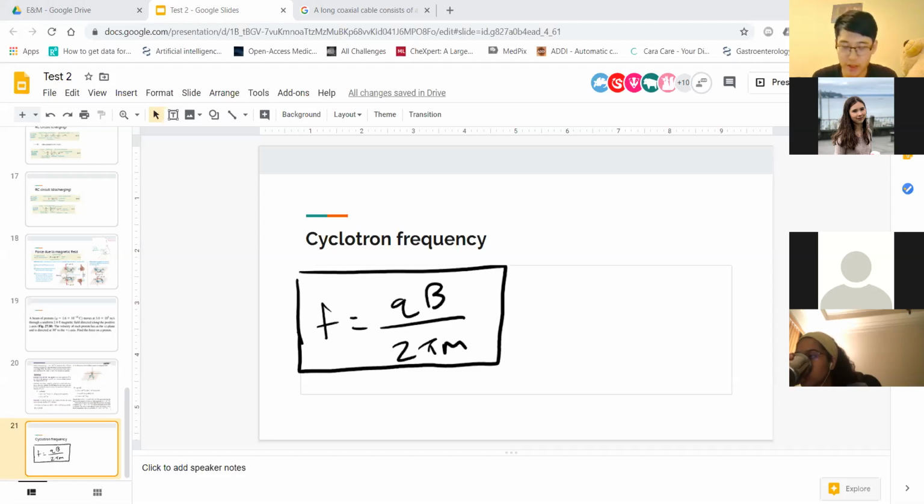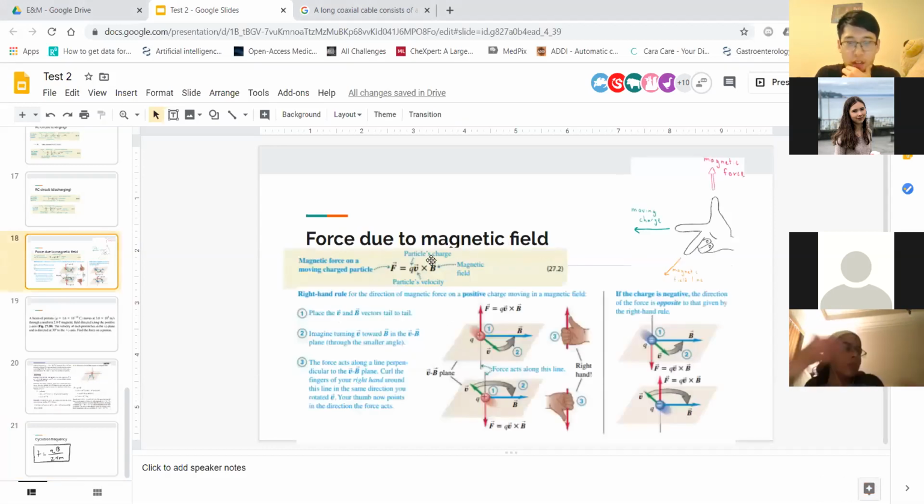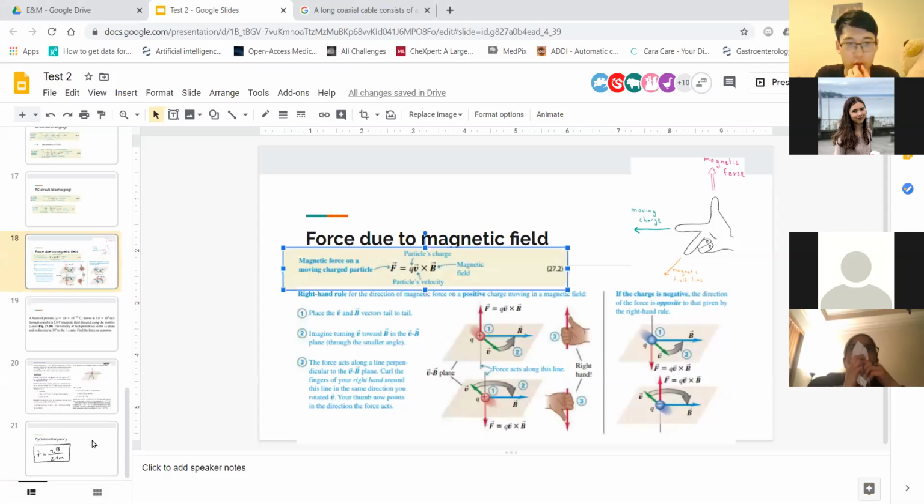That's really important because as the electron goes faster and faster, you want the same frequency so that you can apply the same voltage on it and accelerate it each time. So the main thing to remember is the equation for the cyclotron frequency, and notice that it does not depend on the velocity of the particle. The magnetic force, on the other hand, does depend on the velocity of the particle.